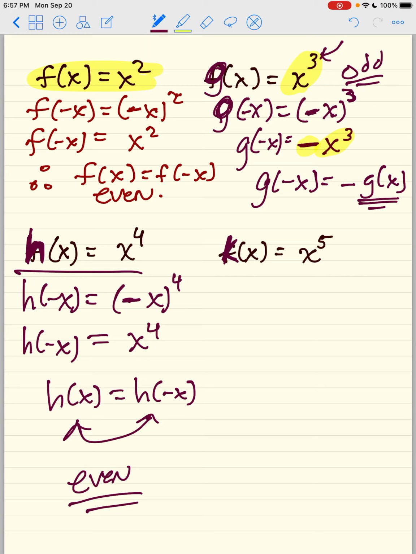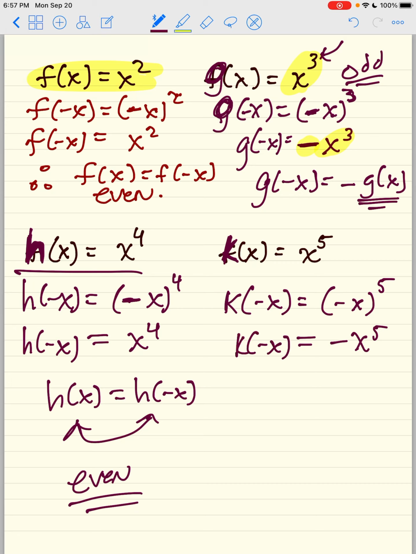And here, we're going to show this is odd by, again, putting in a negative x. Okay, and so we have negative k of x is equal to k of negative x, so this is odd, right? It's the function, but the opposite sign. So that's how you show it's odd. We get back the same function when we plug in negative x, so therefore it's even.